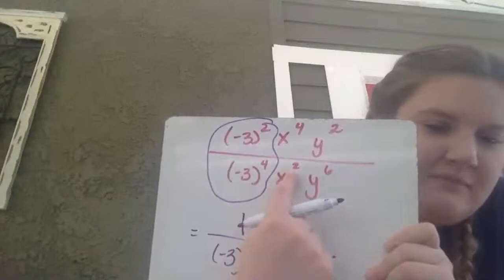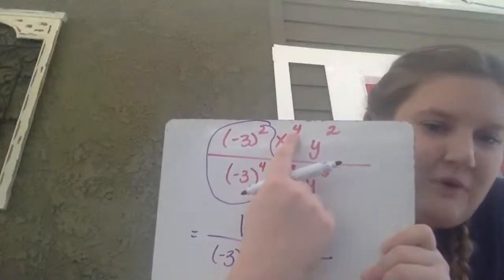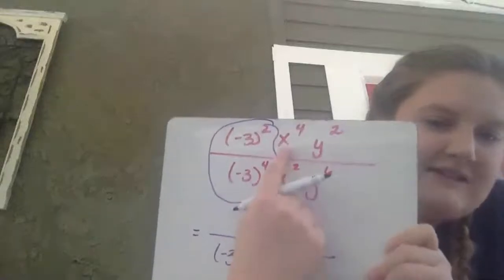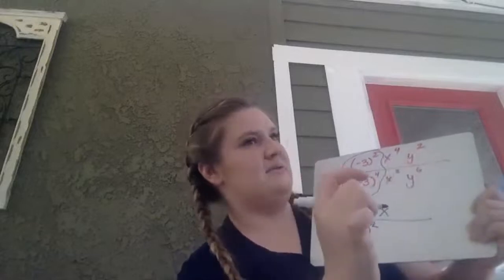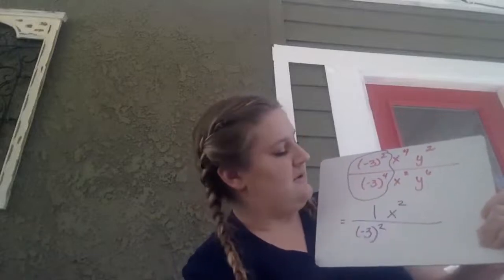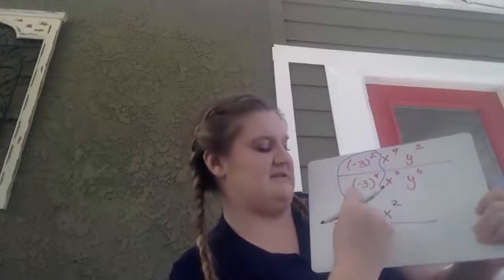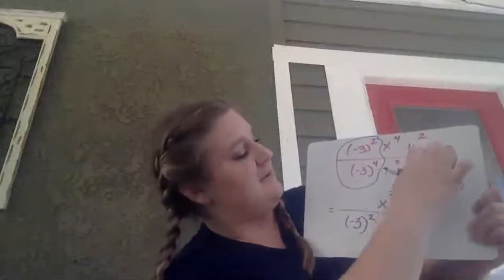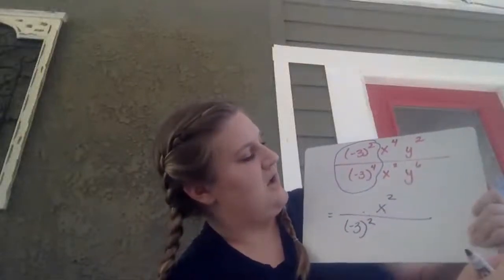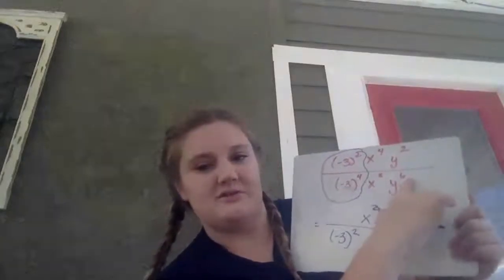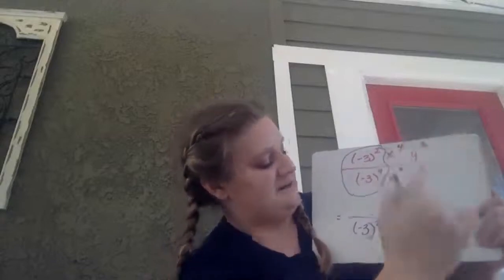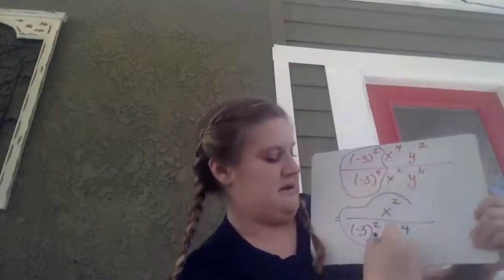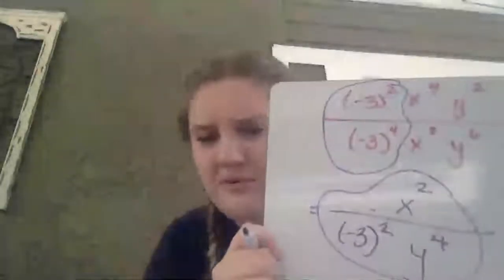Now we look at our exponents. 4 is bigger than 2, so we know that our x's are going to stay on the top. So we got an x. Now we do 4 minus 2, which is 2. That's our x's. So I'm going to erase this one just for being able to see it nicer. Now we're dealing with our y's, because we have a y here and a y here. So 6 is bigger than 2, so we know our y's are going to stay on the bottom. So then we do 6 minus 2, which is 4. And there's our simple form.